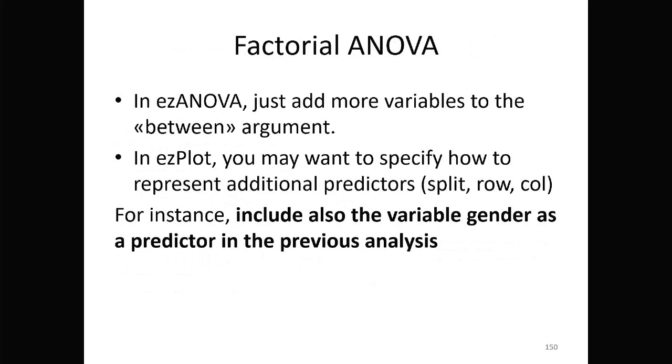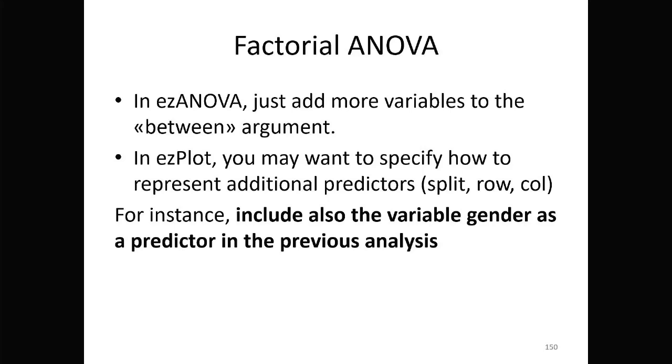So maybe you can do this in autonomy. You just need to add another argument to the between option. For example, let's also include gender as a predictor in the previous analysis.